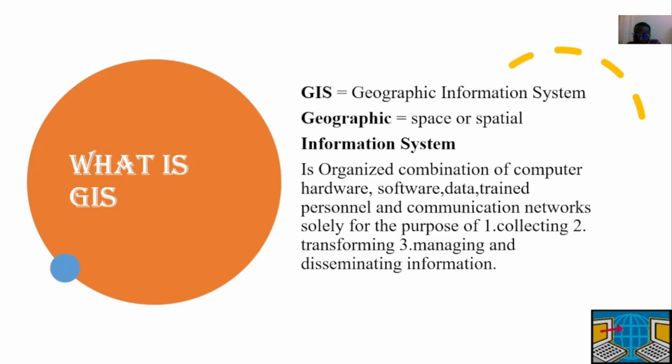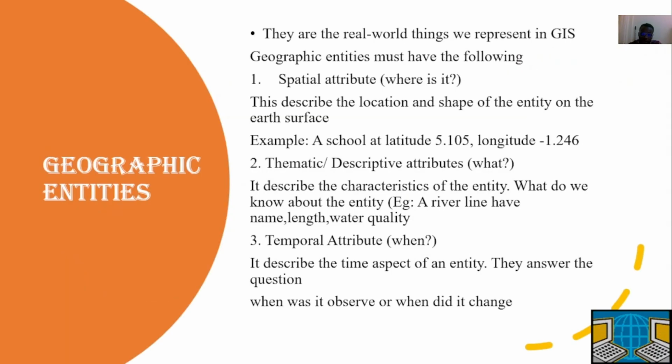These are solely for the purpose of collecting. We all know collecting means you are trying to capture something. The collecting here is basically about you using a GPS system. You can use your mobile phone to capture data, then transform it. The process of transferring the data you've captured from the GPS device to your software is what we call transforming. Managing is where you do your analysis, then disseminating information to the channels within which you can present the findings. That is what is meant by disseminating information.